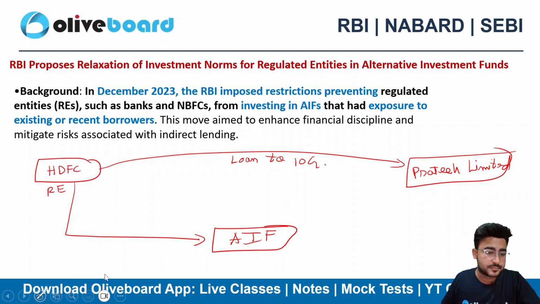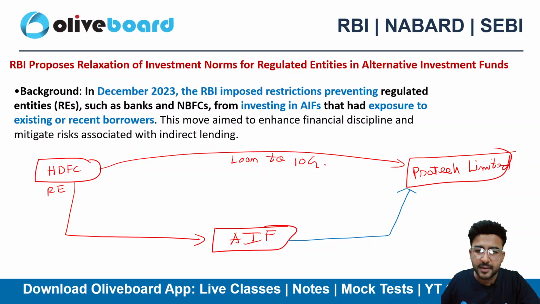What if this AIF is again investing in my company, or maybe giving my company loans and advances? That's possible, right? Maybe this AIF is giving loans to Prateek Limited and earning a good amount of interest on it. So don't you feel that you have invested in this AIF? So this particular one is direct lending, I can understand. This is direct lending.